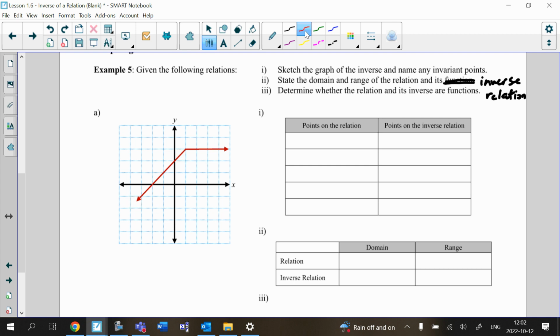So this is the point -2, 0. This is the point 1, 3. And this is 4, 3. Now we want to graph its inverse. So we take all these points and we reverse them. 0, -2, 3, 1, 3, 4.